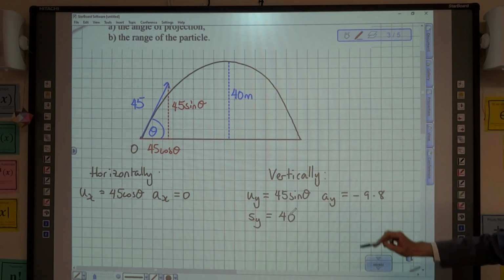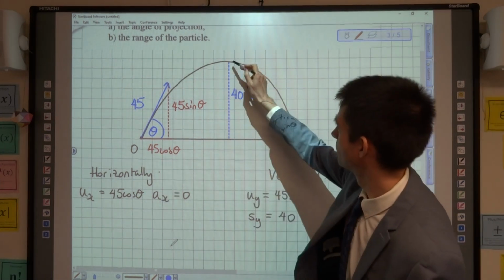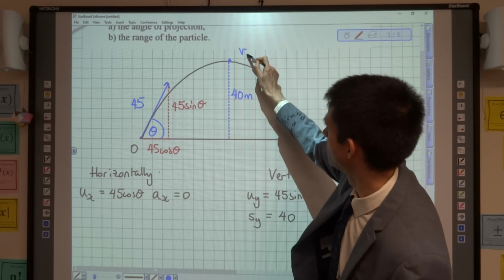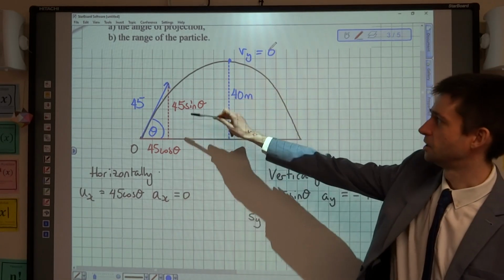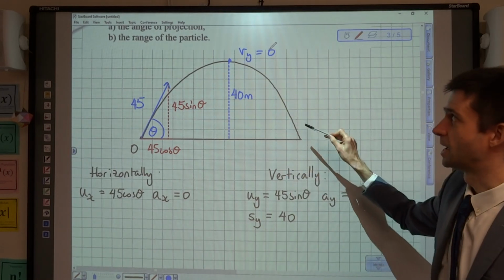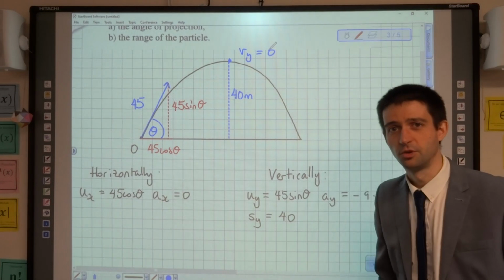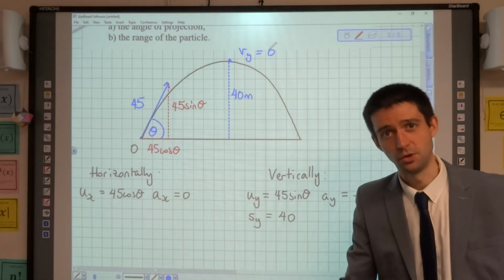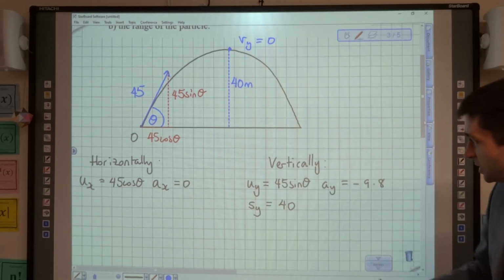We also know that given this is the greatest height that the particle reaches, the velocity in the y direction here is going to equal 0, because it's on its way up and then it's coming back down again. So at the greatest height, the velocity is 0. Works the same way in projectiles as it does in vertical motion. I mean, vertical motion is essentially projectiles anyway, just directly up and down.